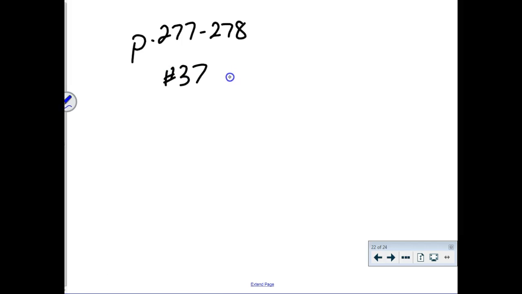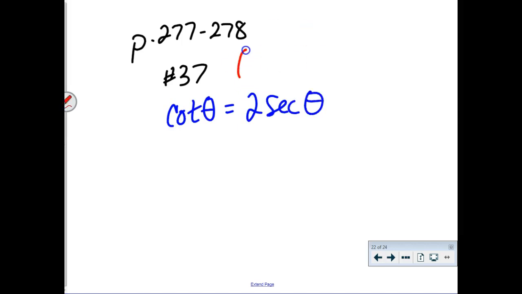It says find the values for theta between negative pi and pi for which this is true. So the equation they give you is cotangent of theta equals 2 secant of theta. And then that clue up at the beginning was that theta has to be between negative pi and pi. That's a really important clue for our graphing. So I said graphing because this is where you're going to grab your graphing calculator.